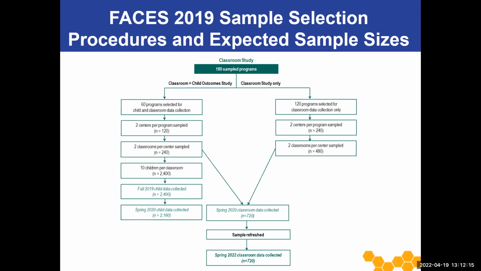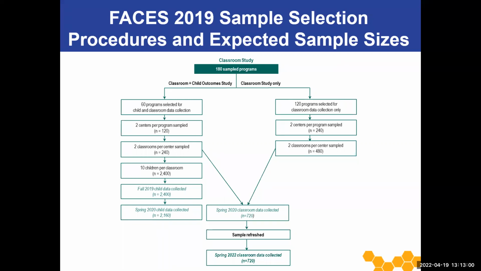So the figure on the screen shows the flow of the sample selection for the 2 studies and the expected sample sizes at each level of sampling. 180 programs were selected to participate in FACES 2019, including 60 programs with child-level data collection and 120 programs with no child-level data. They were selected from the final 2017 to 2018 Head Start Program Information Report database. A multi-stage sample design was used with 4 stages: Head Start programs, centers within programs, classrooms within centers, and for the 60 programs, children within classrooms.